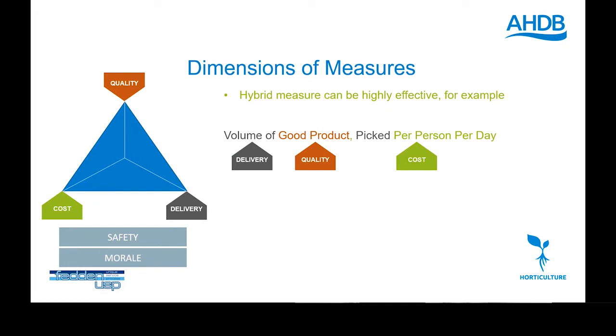Another good thing is to think about a hybrid of those measures. So I've got one here that can be highly effective. So rather than just products picked per day, a good measure that has all of the 3 dimensions is volume of good products picked per person per day. So good products being the quality metric of that, delivery being the volume, and the cost is the per person per day.